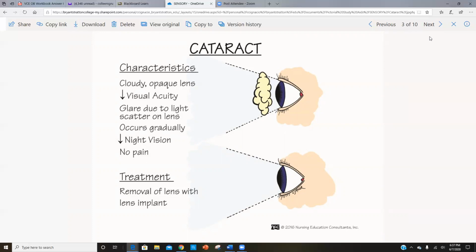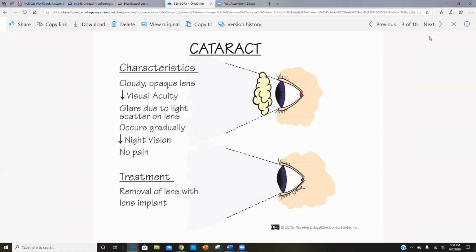So for the nursing intervention, in a preoperative state, we want to dilate their eyes. And then we will administer the medications as prescribed. The patient may have mydriatics, antibiotics, or corticosteroids prescribed.